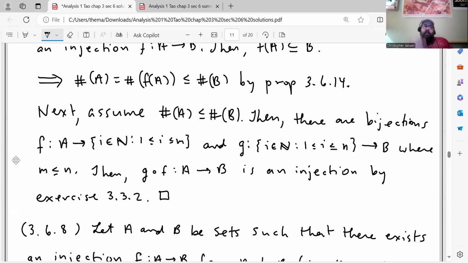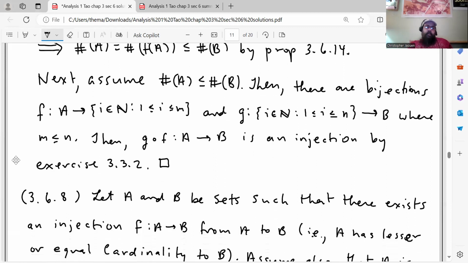Next, assume that the cardinality of A is less than or equal to the cardinality of B. Then there are bijections. Here I'm just defining these bijections. Let f be a bijection from the set A to the set of natural numbers between 1 and M, and g be a bijection from the set of natural numbers from 1 to N to the set B, where M is less than or equal to N. Then the composition g composed with f from A to B is an injection by exercise 3.3.2. And that proves the proposition.